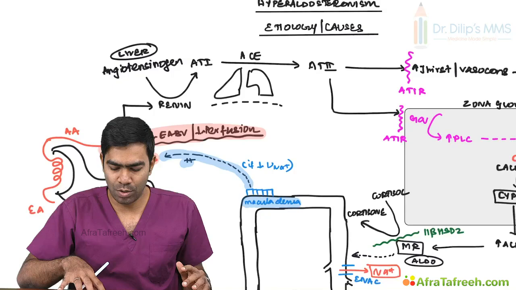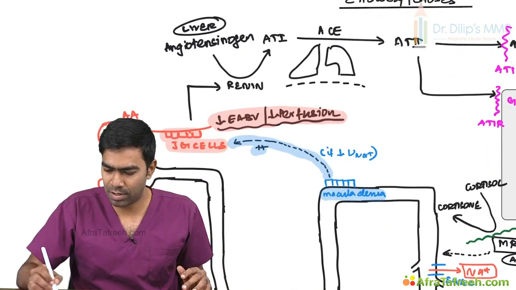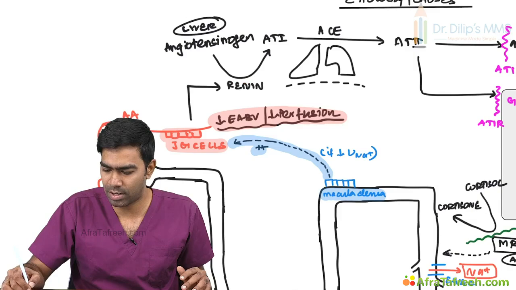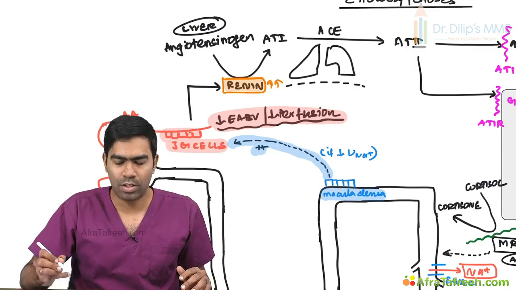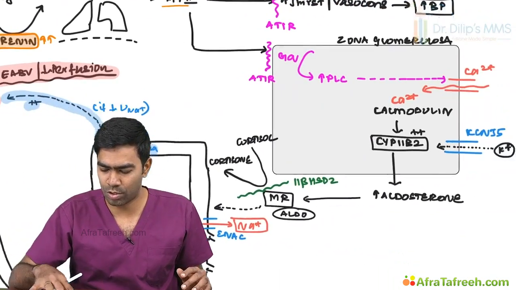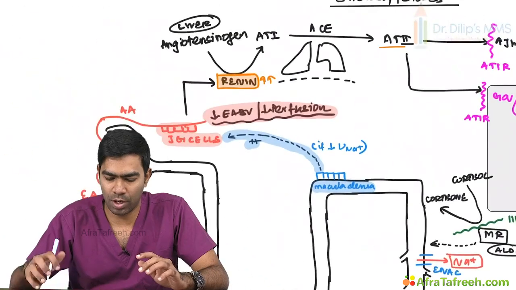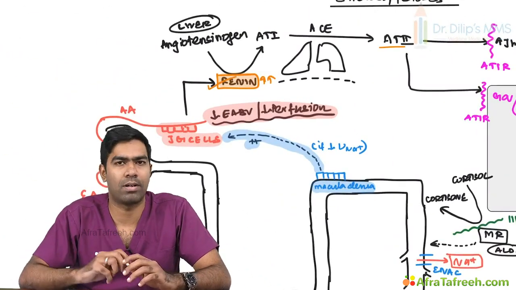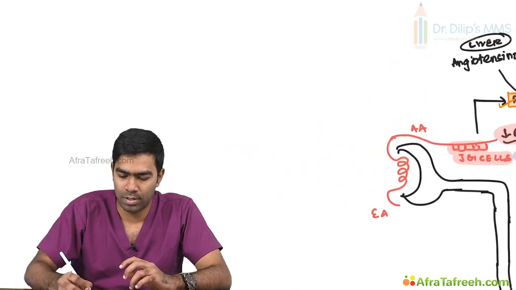Hyperaldosteronism can be due to excessive renin. Because whenever you have an increased renin, which I'm going to shade in brown, you can have increased angiotensin II. Because of the same, you will have more production of aldosterone. And this type of hyperaldosteronism we also call hyperreninemic hyperaldosteronism or secondary hyperaldosteronism.